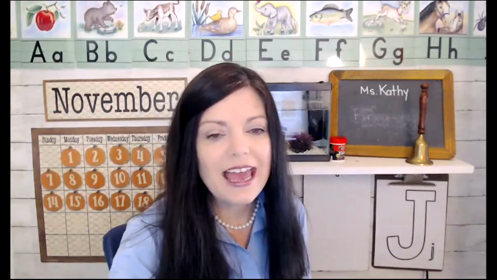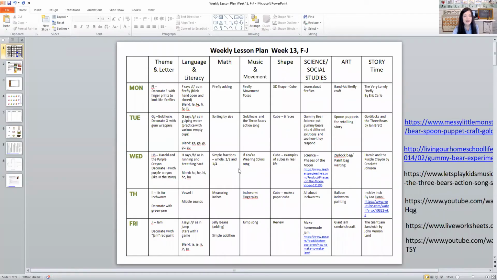Today's letter is going to be the letter J. And let's look at the lesson plan and give you some ideas for your day. Okay, here we are, Friday, and J is for jam. So that's what we're gonna learn about today. And it says to decorate the letter like jam. So I'm just going to use red paint for jam to paint my letter J today. So it looks like strawberry jam or raspberry jam.